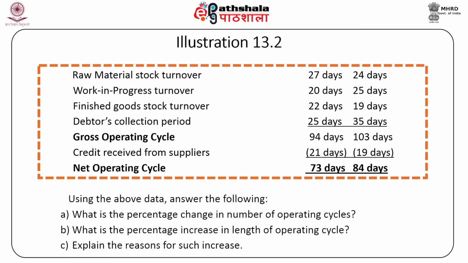And the gross operating cycle comes to 94 days and 103 days. Credit received from the suppliers, 21 days and 19 days. So the net operating cycle will come to 73 days and 84 days. Using the above data, answer the following. Number 1, what is the percentage change in the number of operating cycles? Number 2, what is the percentage change in the length of the operating cycle? Number 3, explain the reason for such increase.